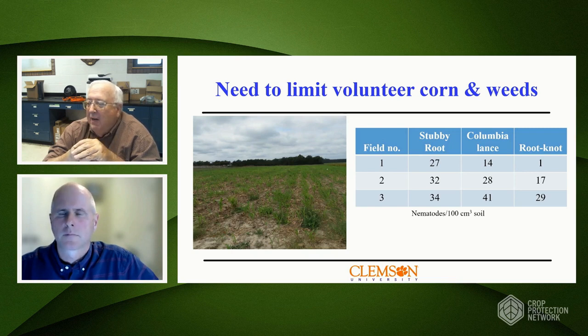So we have to be careful, because you can see on this little chart, the stubby root are already over the fall threshold for the next year. And the Columbia lance are about a third of the way there. So we need to try and manage this situation to the best we can.